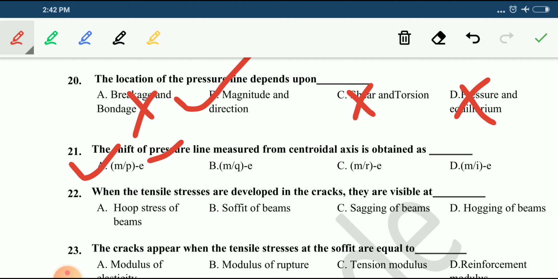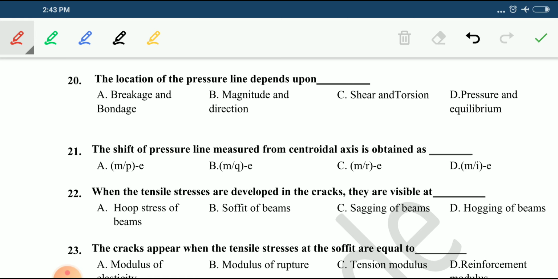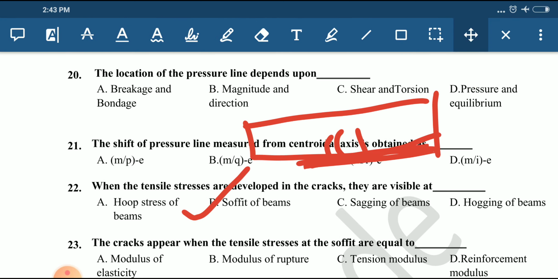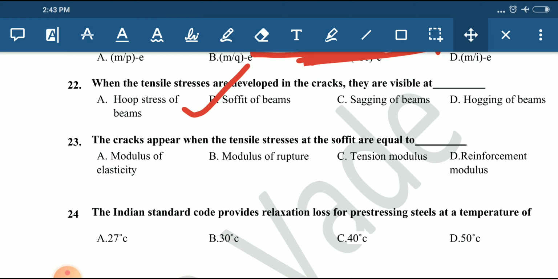Next, when tensile stresses are developed, the cracks are visible at usually tensile cracks. Where will they develop? If this is the beam, due to tensile stress, cracks will develop. Where will they be observed? They will be observed at the soffit of the beam. Soffit means bottom. Next, the crack appears.